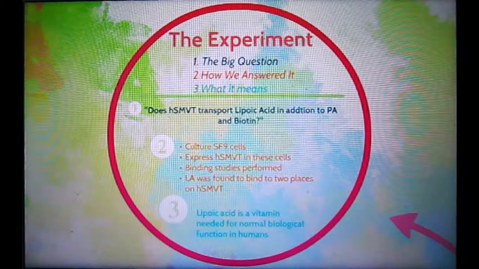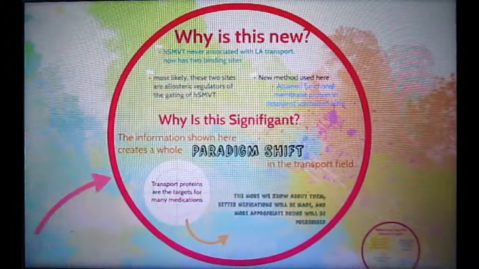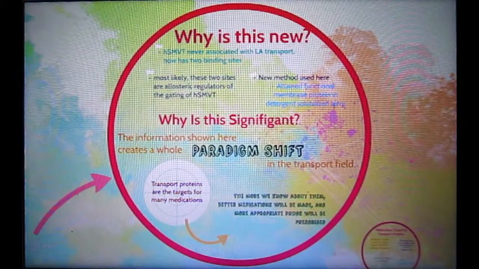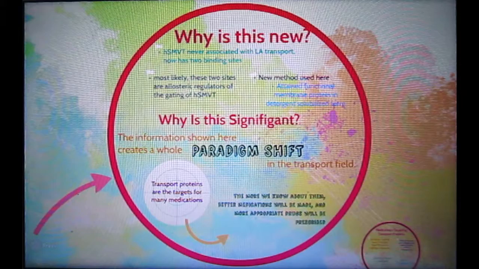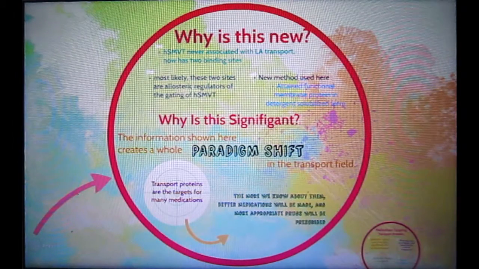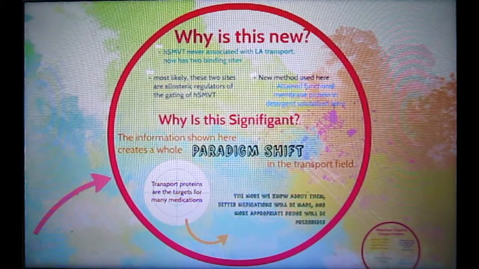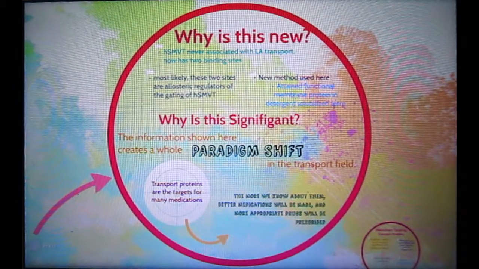Why is this new? Just to reiterate, HSMVT has never been associated with lipoic acid transport, and now we found that it has two binding sites. Most likely these two sites are allosteric regulators of the gating of HSMVT. So allosteric regulators, what does that mean?